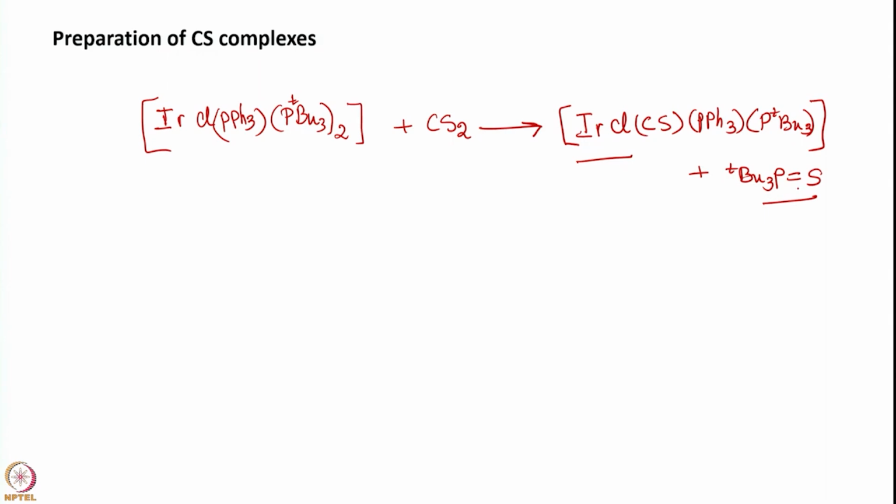And of course, if we consider another reaction, for example something like this, a similar reaction. Now, it does not have any option other than eliminating one of the triphenylphosphines as triphenylphosphine sulfide. But when a choice is there, the most basic one leaves.